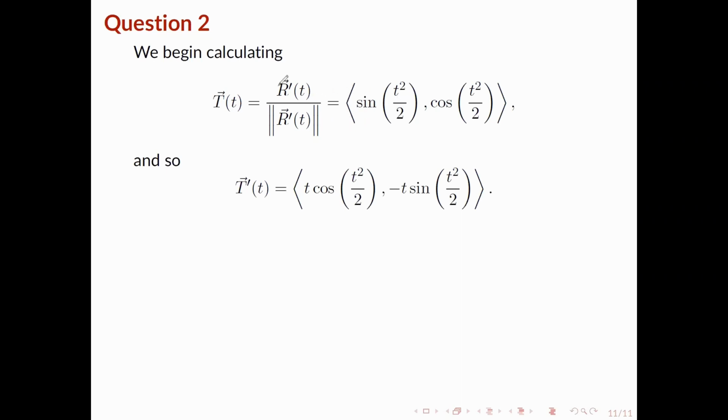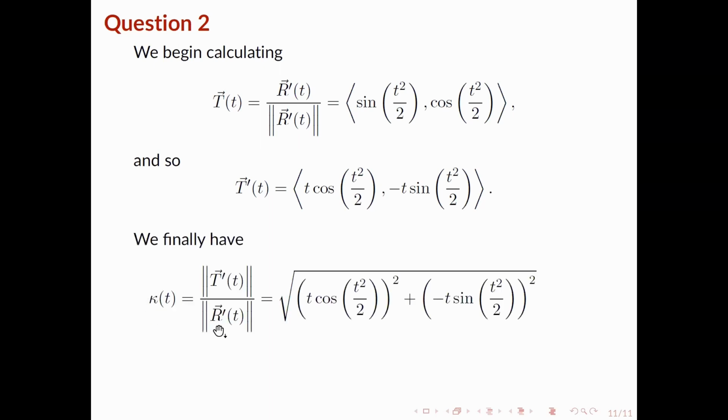We previously calculated r prime, and we get this expression. Then we take the derivative of the unit tangent vector, and to do this, we simply apply the chain rule. You can check that we get this expression. Okay, finally, we can compute the curvature. Again, it's defined by this formula, and since the magnitude of r prime is 1, we ignore it. We simply get the magnitude of the derivative of the unit tangent vector, T prime.